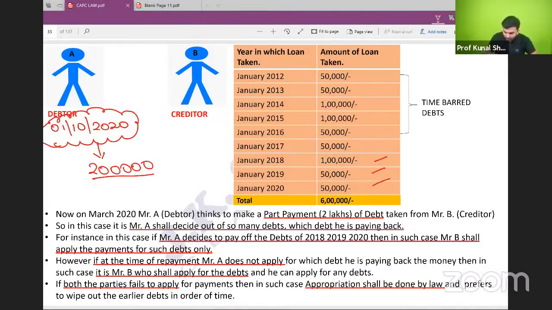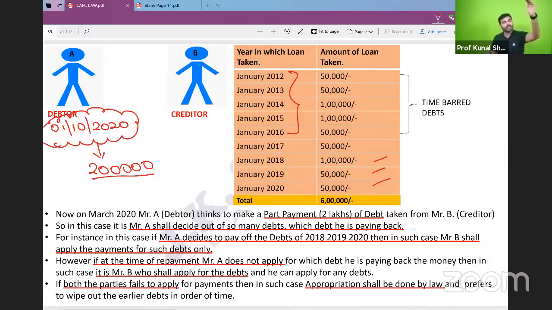See, the loans of 2012 to 2016, these entire loans are nothing but time barred debts. They are declared as barred debts by law. See, the loan taken in 2016 was to be repaid in 17. The debtor failed to repay. The creditor was an aggrieved party. He could have filed a case against the debtor within 3 years, that is by January 2020. But January 2020 has already lapsed. It is October 2020 going on.